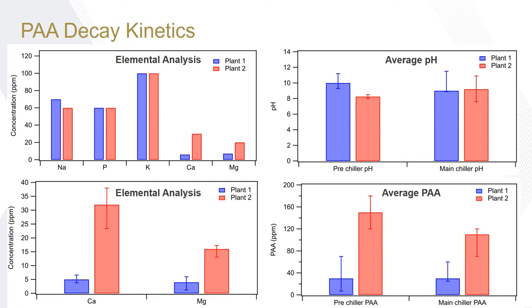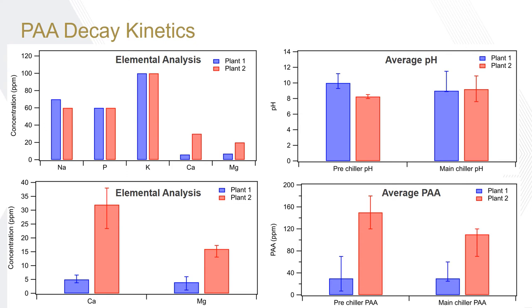And finally, for the PAA, we see some stark differences between the 2 plants, the data of which can be seen in the bottom right-hand graph. For plant 1, the average PAA levels were 30 to 40 parts per million for both the pre and main chiller. There was an initial rapid decrease in concentration for the first 3 hours, followed by a level off of concentration. From the range bars, it can be seen that the PAA concentrations would fluctuate widely throughout the day.